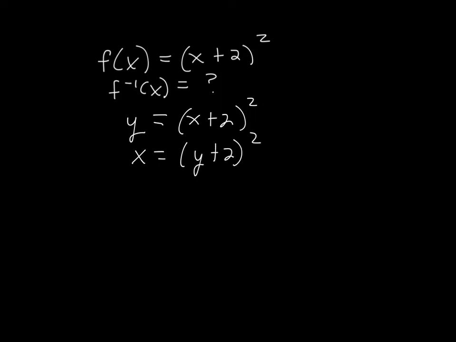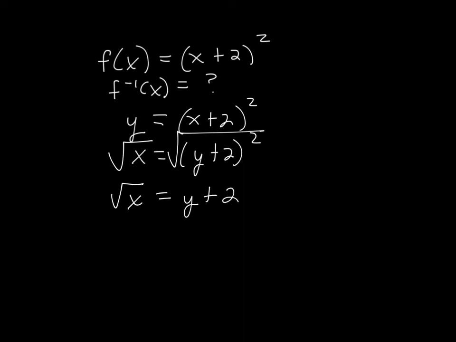Step 3, solve for y. In order to solve this one for y, here's the y, you've got a squared, it's all in parentheses and it's squared. You've got to get rid of that squared. So we're going to square root. We're kind of doing the opposite of last time. So we have square root of x equals y plus 2.